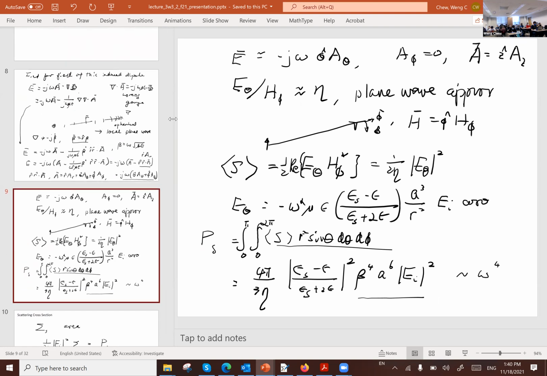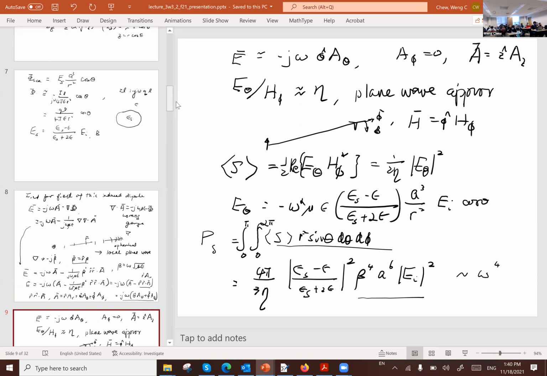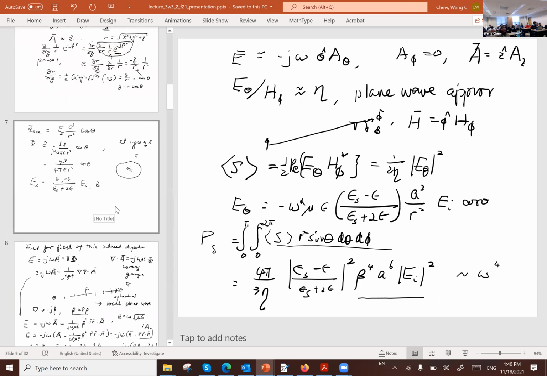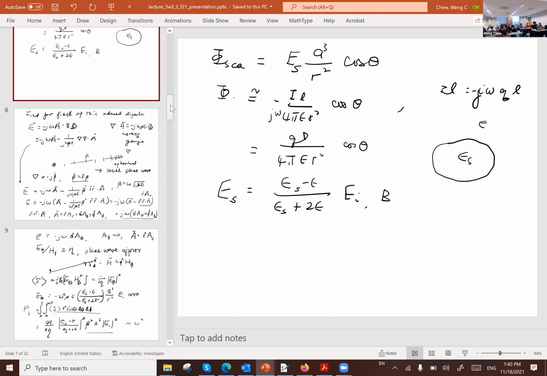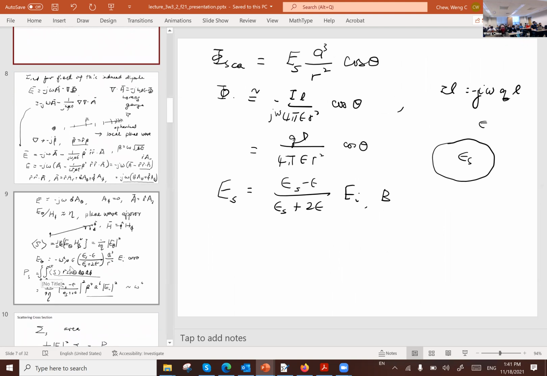And if you step back and try to figure out why omega to the fourth power, essentially go back to here, okay? Go back to the fact that the IL, the current moment, is I omega times QL. QL is something proportional to something like this, which is the dipole moment, okay? So the current moment is proportional to frequency. And then you have your E theta, which essentially becomes proportional to omega squared.